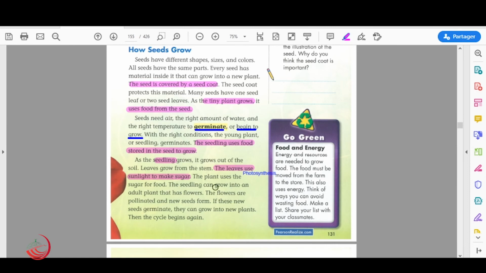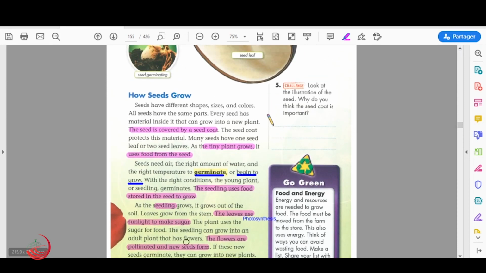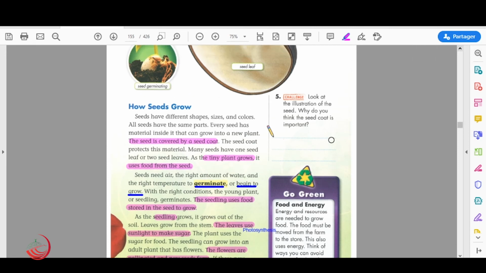The seedling can grow into an adult plant that has flowers. The flowers then are pollinated and new seeds form. So this is where the pollination process happens. If these new seeds germinate, they can grow into new plants. Then the cycle begins again. This is the plant cycle. Okay? So I hope you're following. I hope you highlighted and underlined all these that I highlighted and underlined in my book.